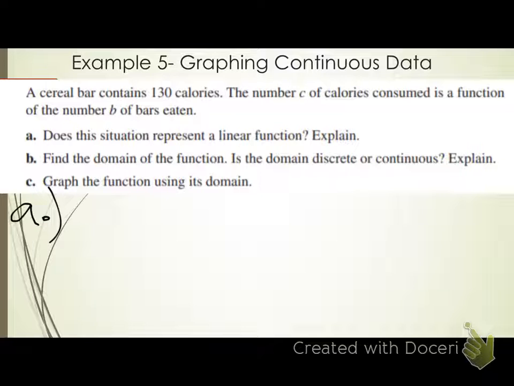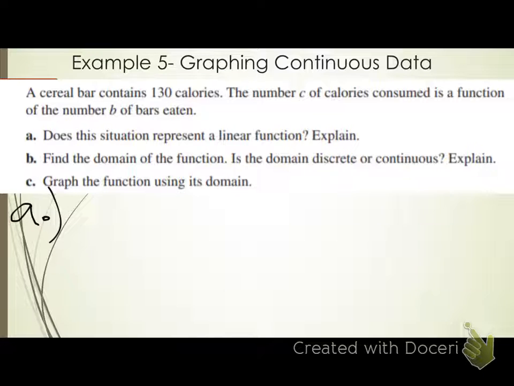Okay. Let's think about our rate of change here. Our rate of change is our change in y over our change in x. We don't have x and y here yet, but we can see if both of them are increasing or decreasing at a constant rate. If I eat 0 cereal bars, how many calories have I consumed? 0. If I eat 1 cereal bar, how many calories have I consumed? 130. If I eat 2 cereal bars? 260. If I eat 3 cereal bars? 390. Are those values increasing at a constant rate?